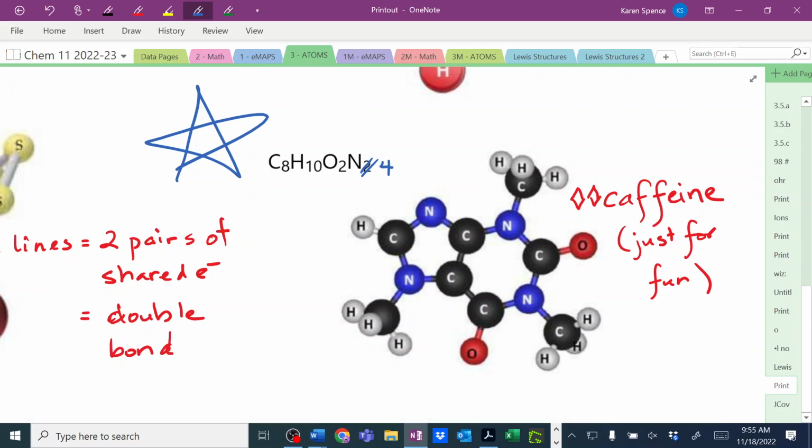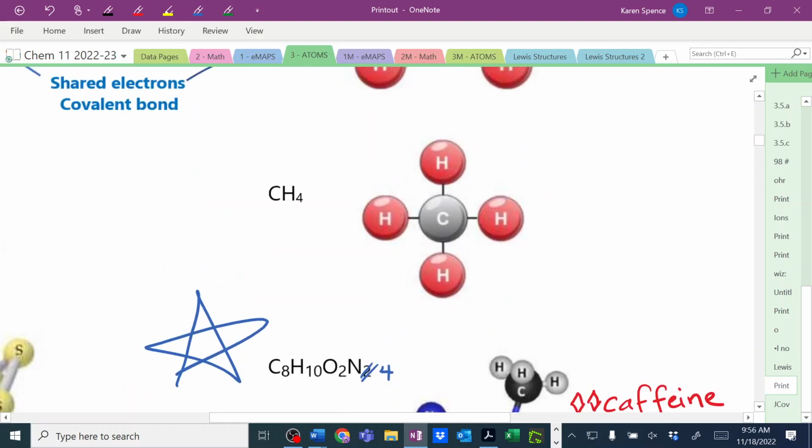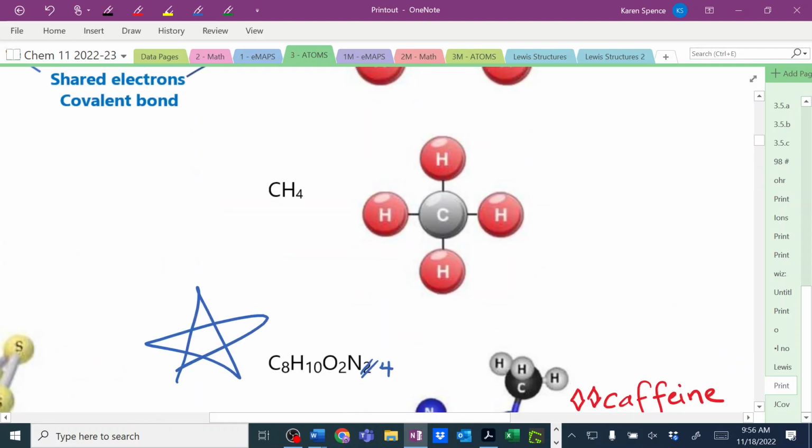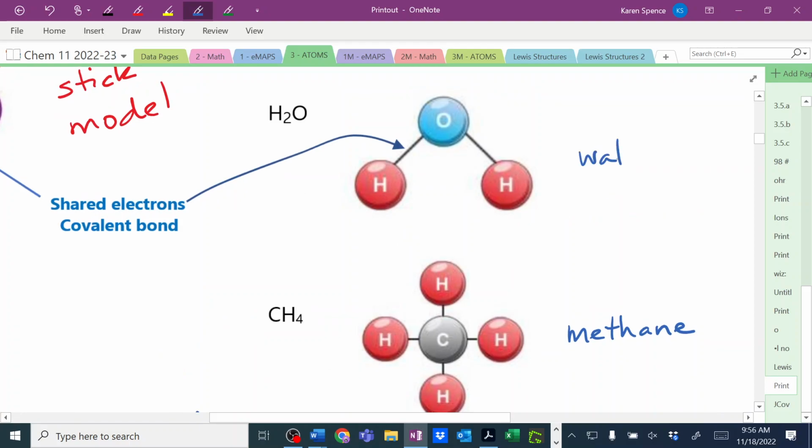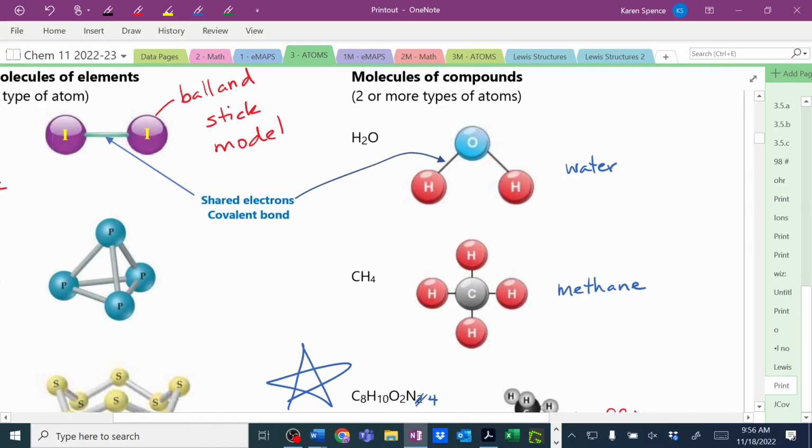And we can count our carbons, which are the big black ones. 1, 2, 3, 4, 5, 6, 7, 8. We got that one right. And then the hydrogens, 3, 6, 9, 10. Does anyone remember what CH4 is called? Methane. And of course we have H2O, which is water. But they're all molecules because all of the atoms in there are what type? They're all nonmetals.